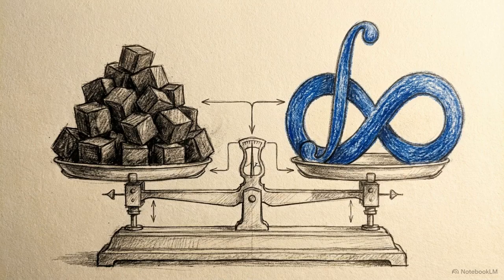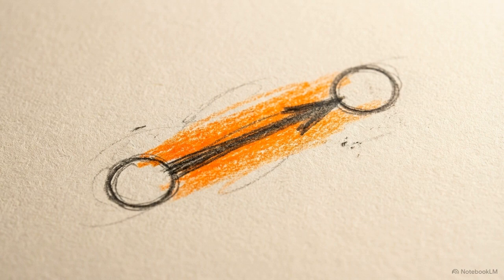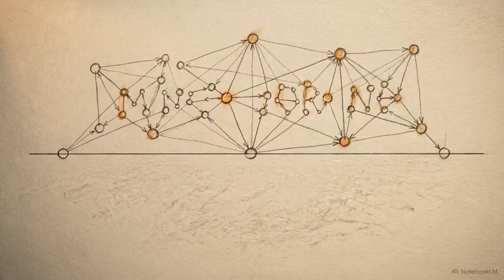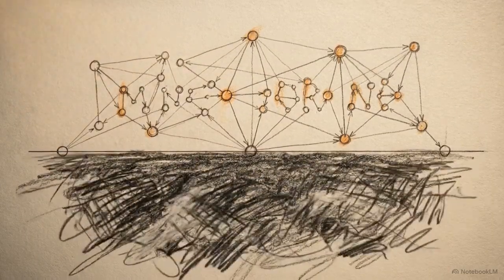To fix this, GloVe applies a mathematical balancing act. First, it ignores words that never cross paths. Second, it gently increases the strength of a connection as two words meet more often. This graph shows how that works in practice. The connection value grows steadily, but eventually it hits a hard limit. No matter how many millions of times "the" and "a" appear together, their score is capped. Capping those hyper-frequent words keeps the system stable, making sure the real meaning in the text isn't lost in the background noise.